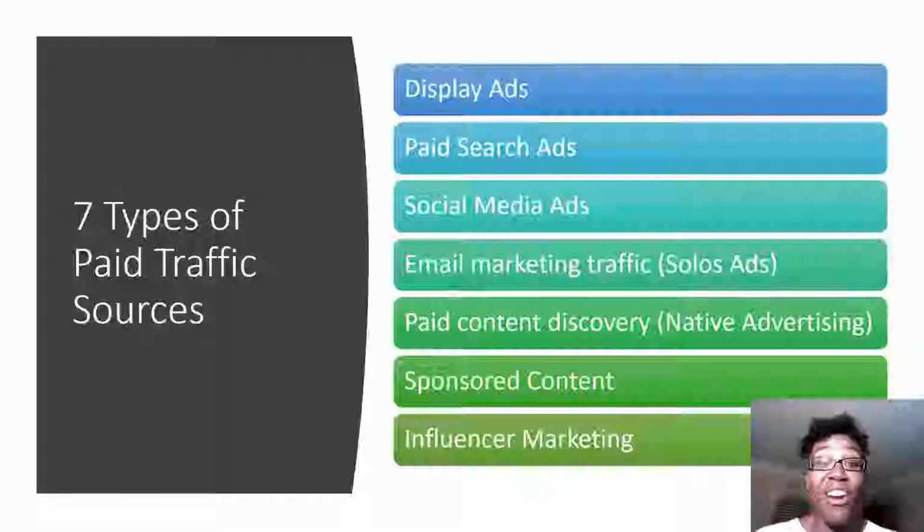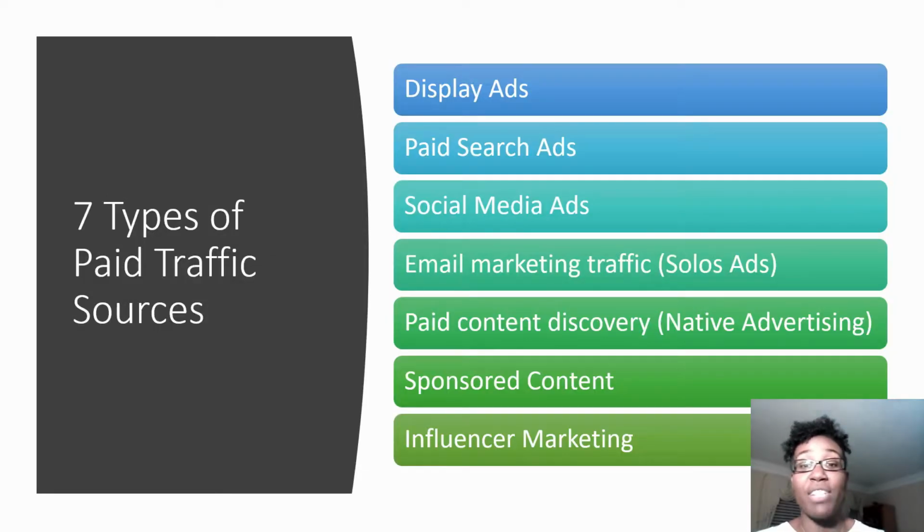All right, you guys, so there are 7 types of paid traffic sources that we're going to be talking about tonight. So I'm excited to talk about them. The first one being display ads, second being paid search ads, third being social media ads, fourth is email marketing traffic, which is also called solo ads. Number 5 is paid content discovery or native advertising, which also goes with sponsored content. They're both native advertising. And lastly, we're going to talk about influencer marketing. So let's get it started.